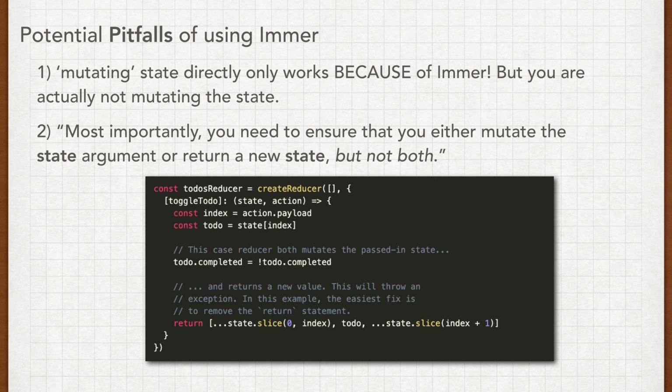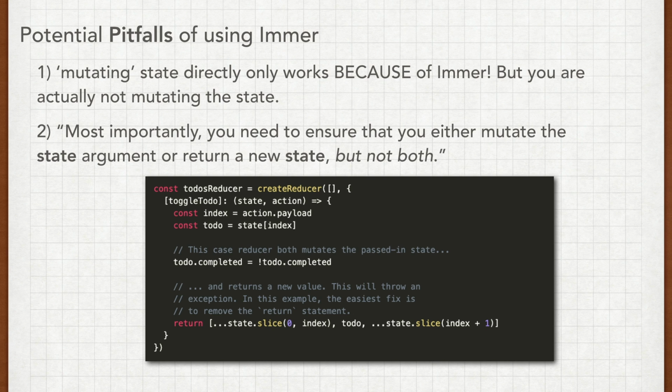So we have a toggle to-do reducer here. Look at the middle line. It says todo.completed is equal to not todo.completed. So here we have mutated the state directly using Immer. Now, if that was the end of this function, that would be okay. That would be good. But look at what they do afterwards.